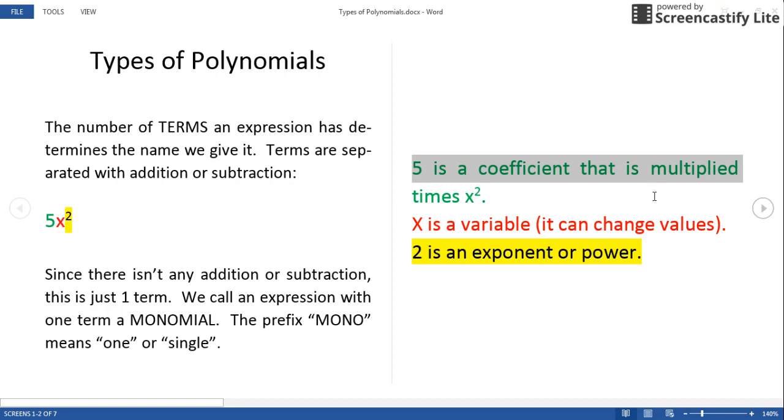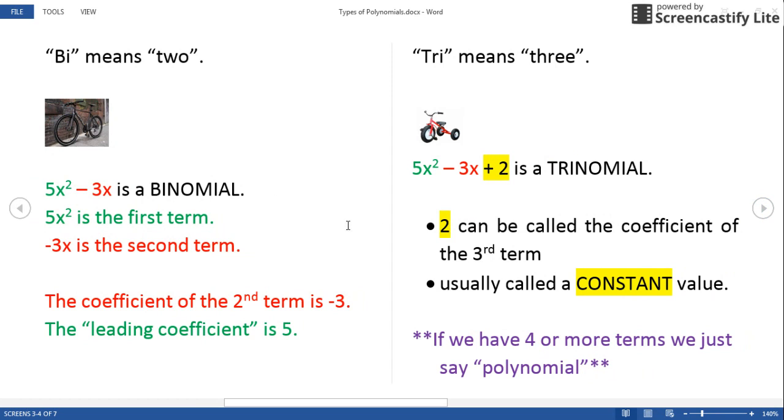X is a variable. It can change values. And 2 is an exponent. So when there's one term, we call it a monomial. If we've got two terms, then we're going to call it a binomial.